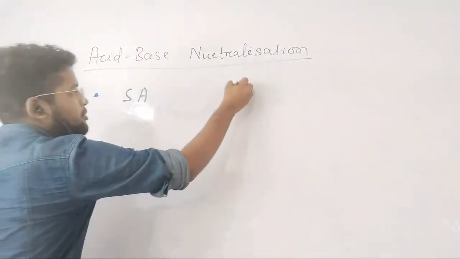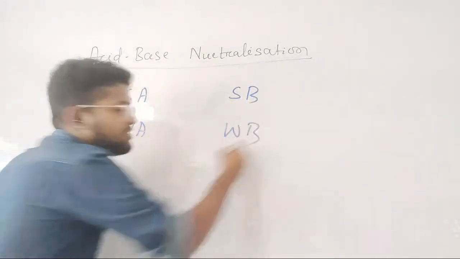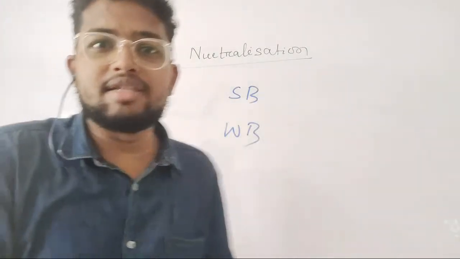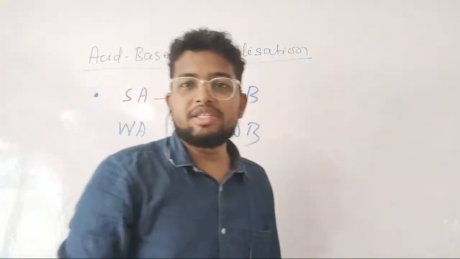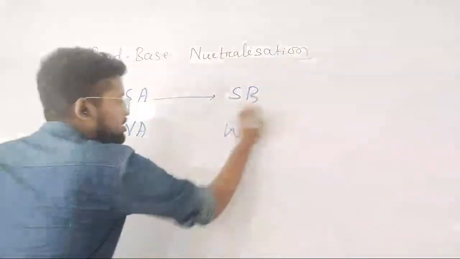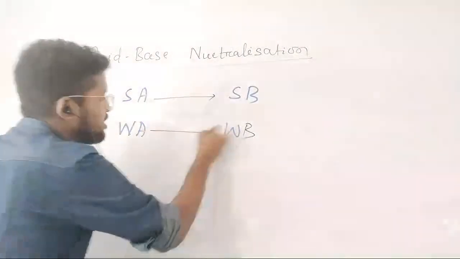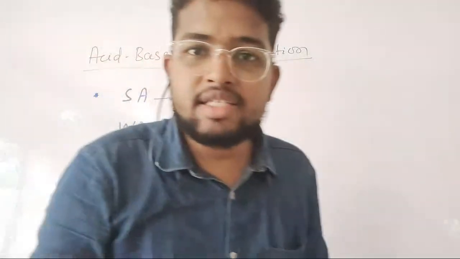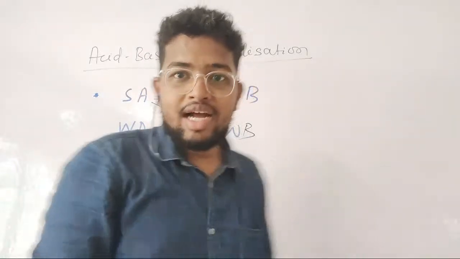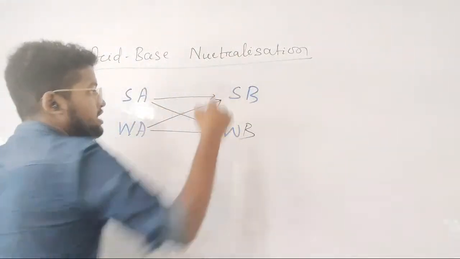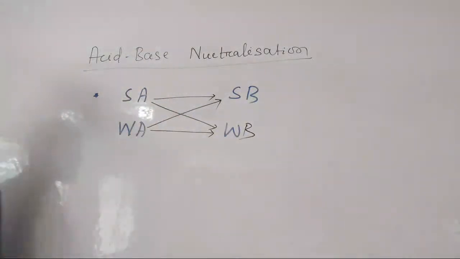So, strong acid. We have strong base. Again, weak acid we have, and we also have weak base, right? Is it correct or wrong? So what will happen when we react strong acid with strong base? Please answer in the comments. Then we can also react weak acid with weak base. Then similarly we can react strong acid with a weak base, and then we can also react weak acid with a strong base. So we are having 4 combinations, right? 4 different combinations for an acid-base reaction.